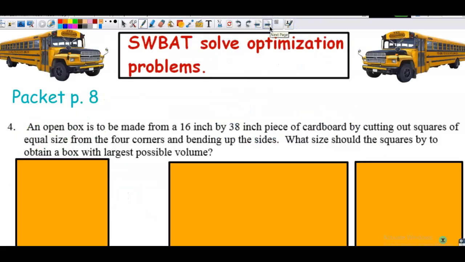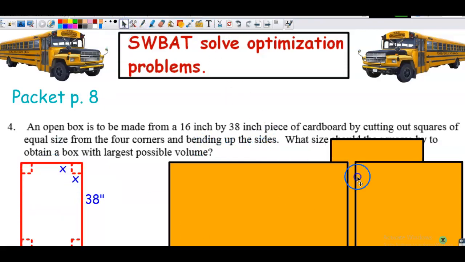Next problem, excuse me, problem number 8. An open box is to be made from a 16 by 38 inch piece of cardboard by cutting out squares of equal size from the 4 corners and bending up the sides. So we're starting with a 16 by 38 piece of paper, if you think of it like that.